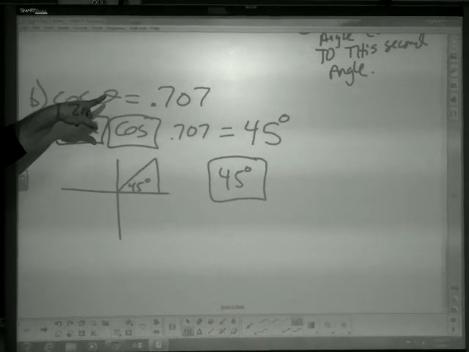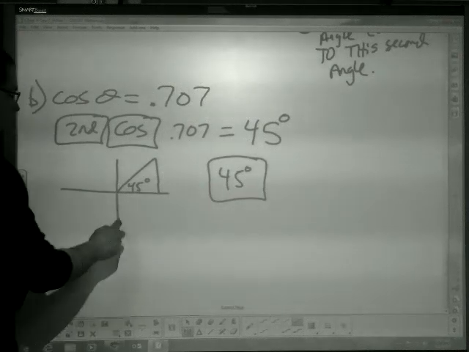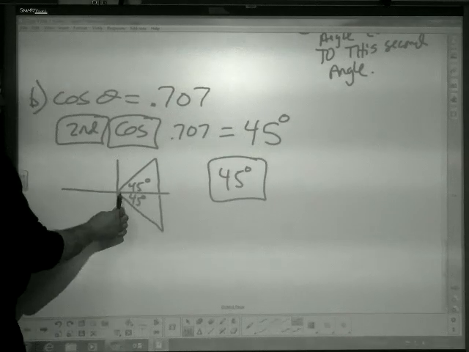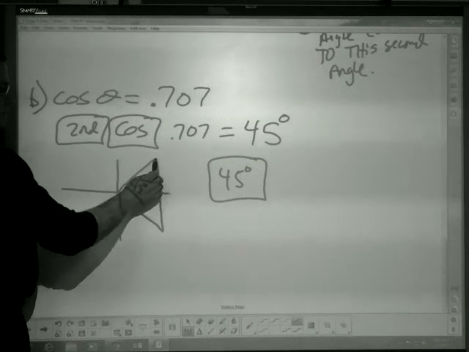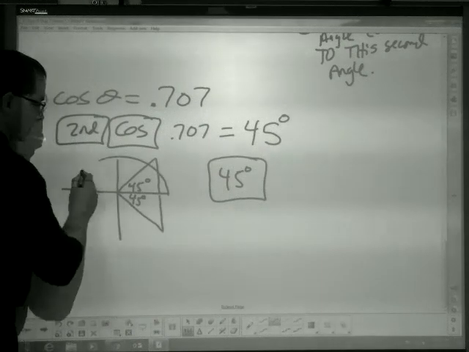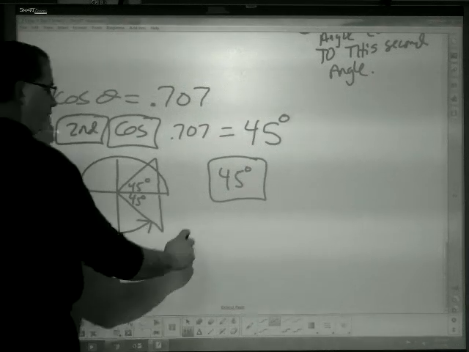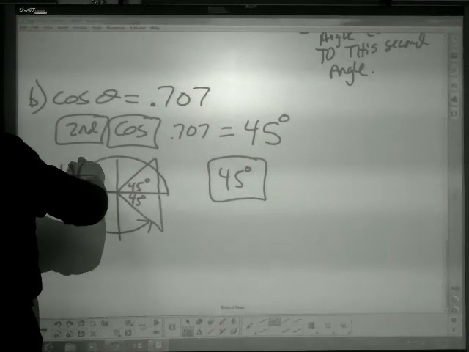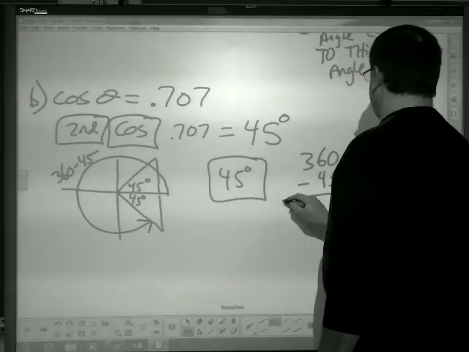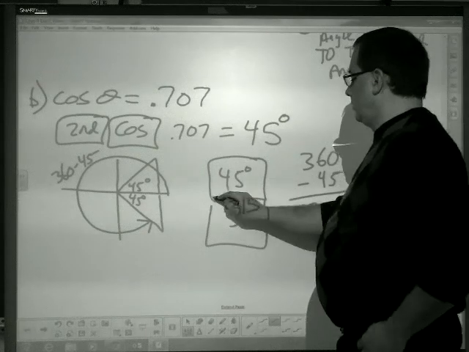Now, cosine is positive. Not over here, not here, down here. So I have to draw a mirror, an identical image, and this is also 45 degrees, because this distance will be the same whether it's 45 degrees here or 45 degrees here, all right? But I have to find that angle. So that's 360 take away 45 is what this big one is. 360 take away 45 is 315. So my other possible angle here is 315.